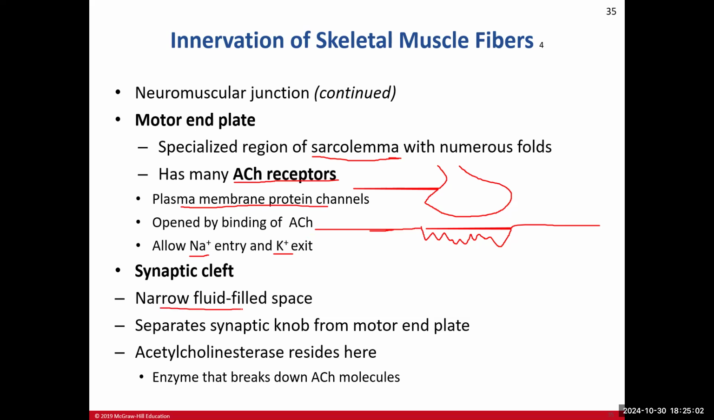So when that neurotransmitter diffuses across the synaptic cleft, keep in mind, it's a fluid-filled space, hence the process of diffusion, right? So it then will bind on to the acetylcholine receptors on those channels. Now, when we stop a contraction, right, we've got to clean up the mess.